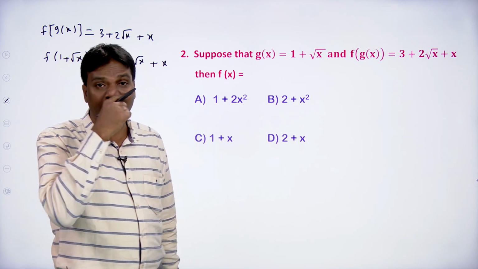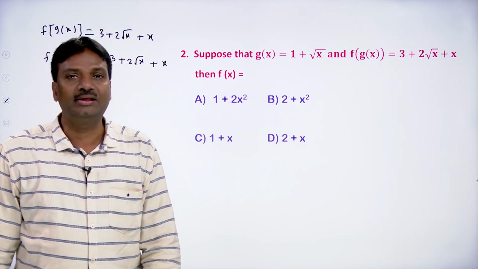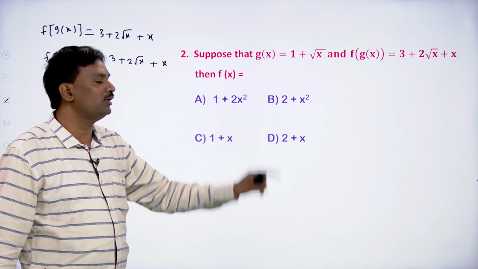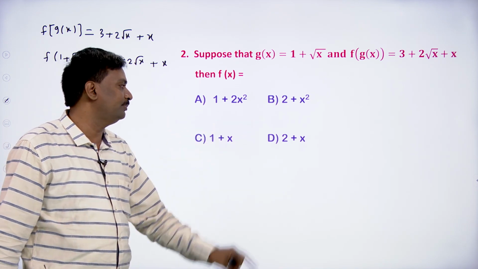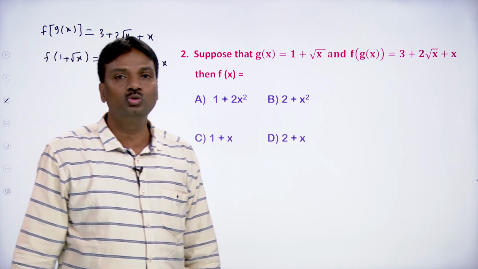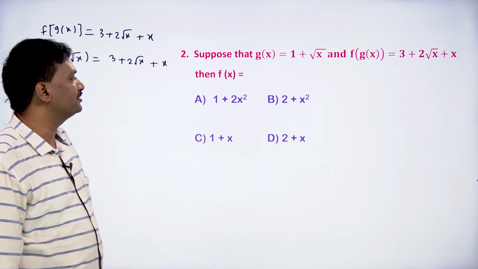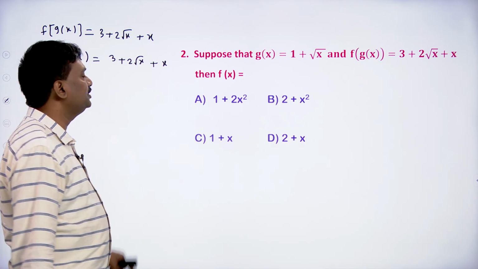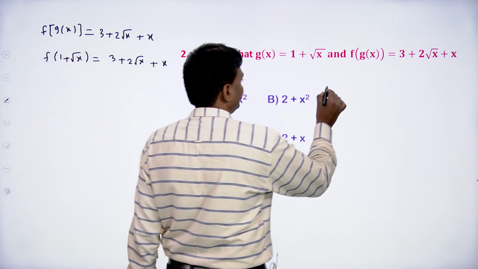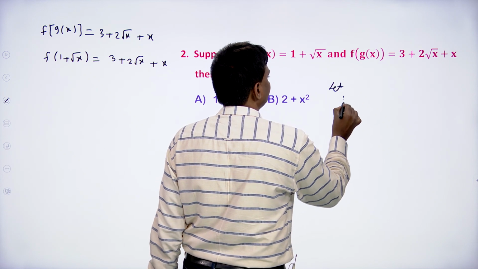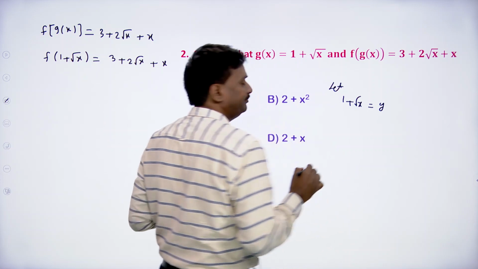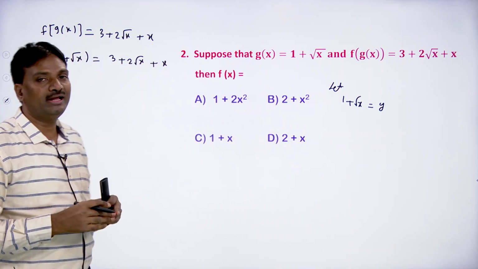Here we have to find the value of f of x. Options are given as A 1 plus 2x square, option B 2 plus x square, option C 1 plus x and option D 2 plus x. So here let us consider 1 plus root x equal to some y. Now in place of 1 plus root x we can write y.